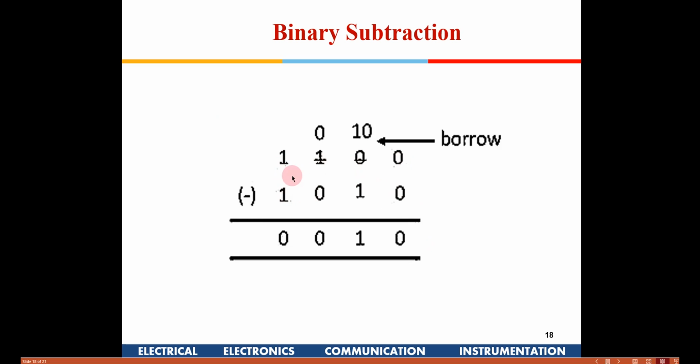Suppose I have to subtract 1 0 1 0 from 1 1 0 0. 0 minus 0 is 0. Again 0 minus 1. So we take 1 from here, so this becomes 1 0. 1 0 minus 1 is 1, right? Because this is 2 and minus 1 gives 1. So now here, since it has already given 1 as a borrow, this becomes 0. 0 minus 0 is 0. 1 minus 1 is 0. So this is known as binary subtraction.